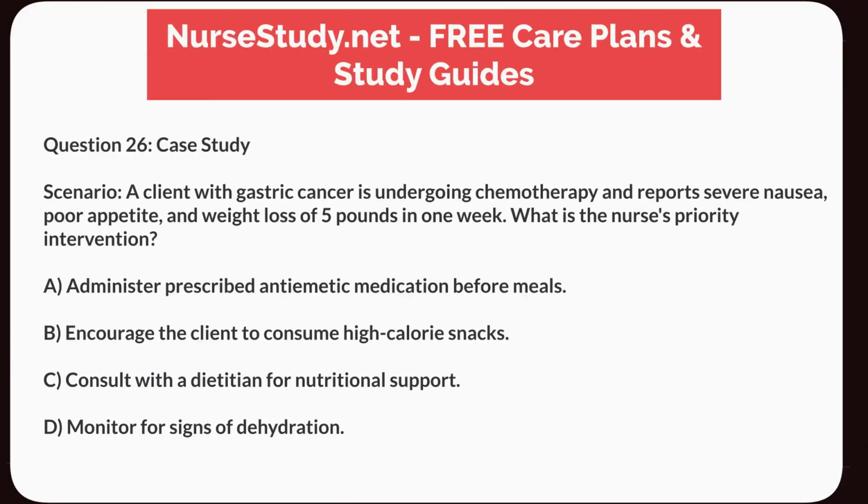Question 26, Case Study. Scenario: a client with gastric cancer is undergoing chemotherapy and reports severe nausea, poor appetite, and weight loss of 5 pounds in 1 week. What is the nurse's priority intervention?